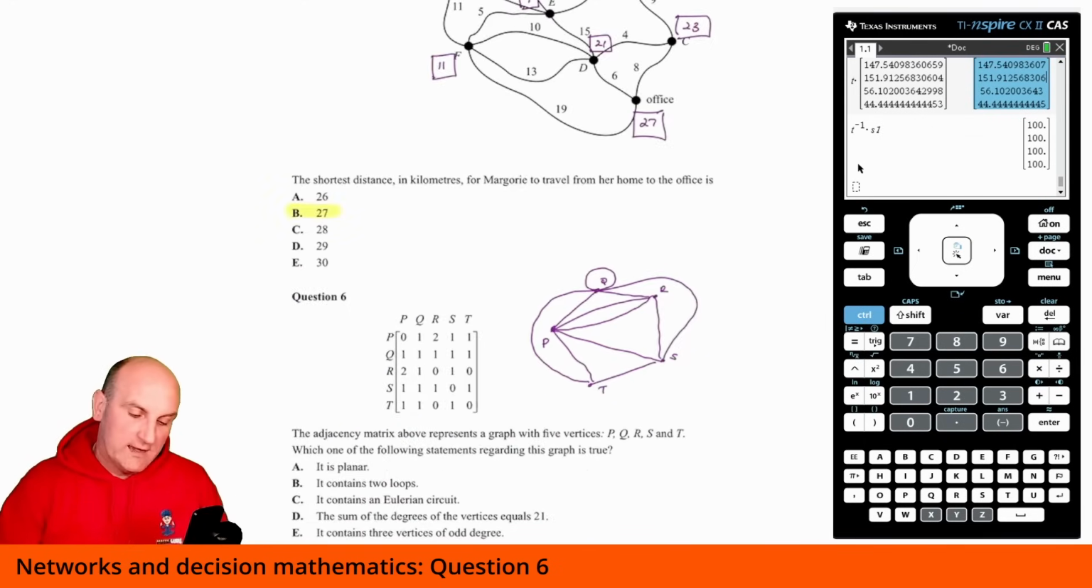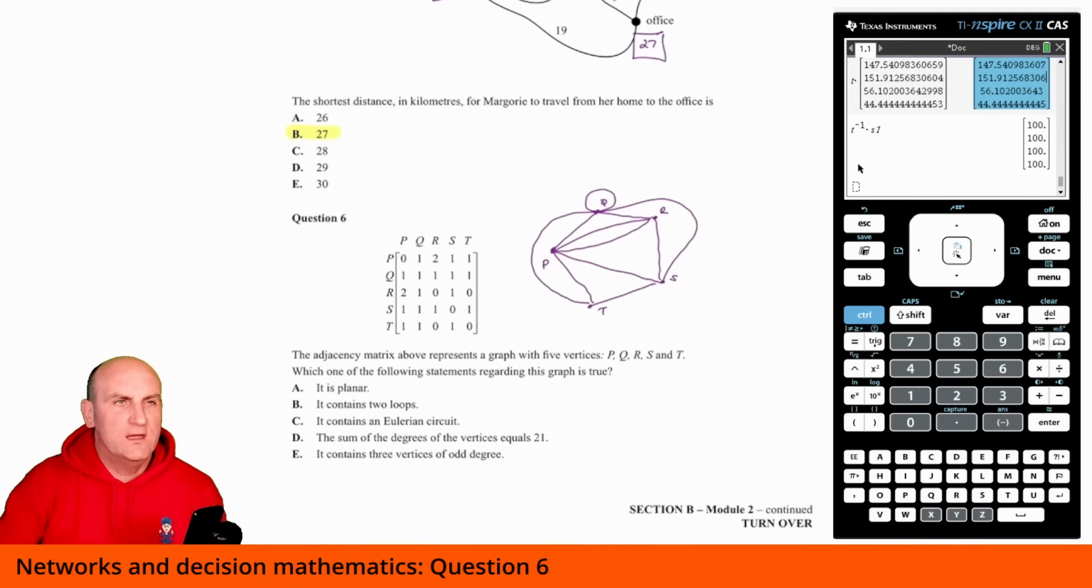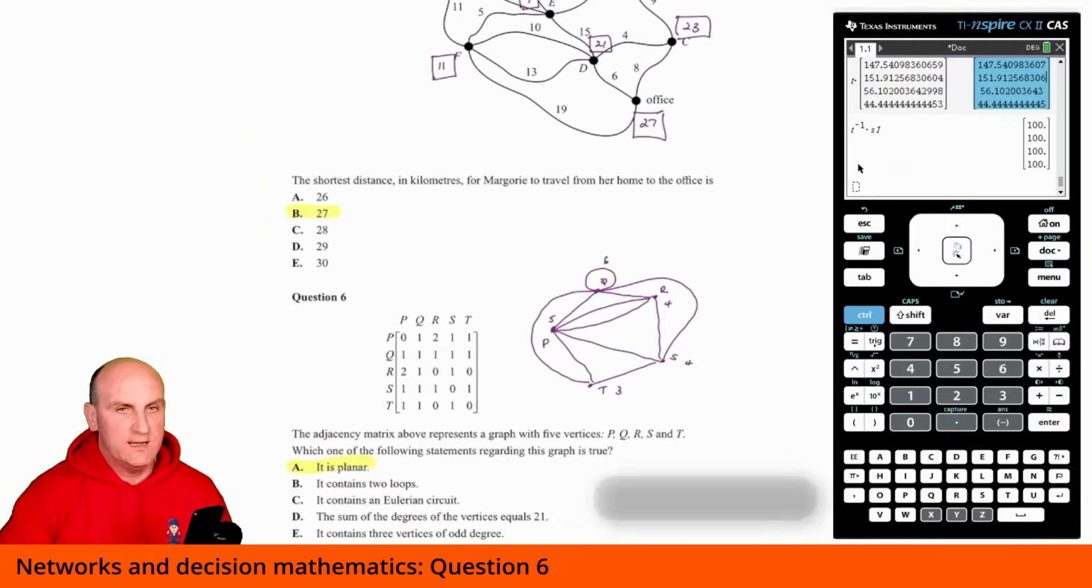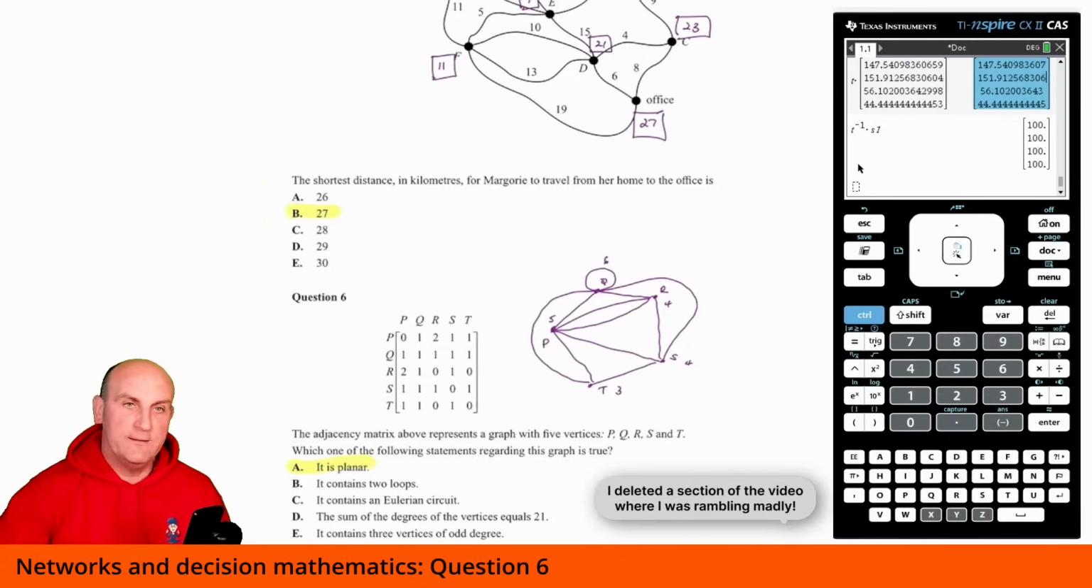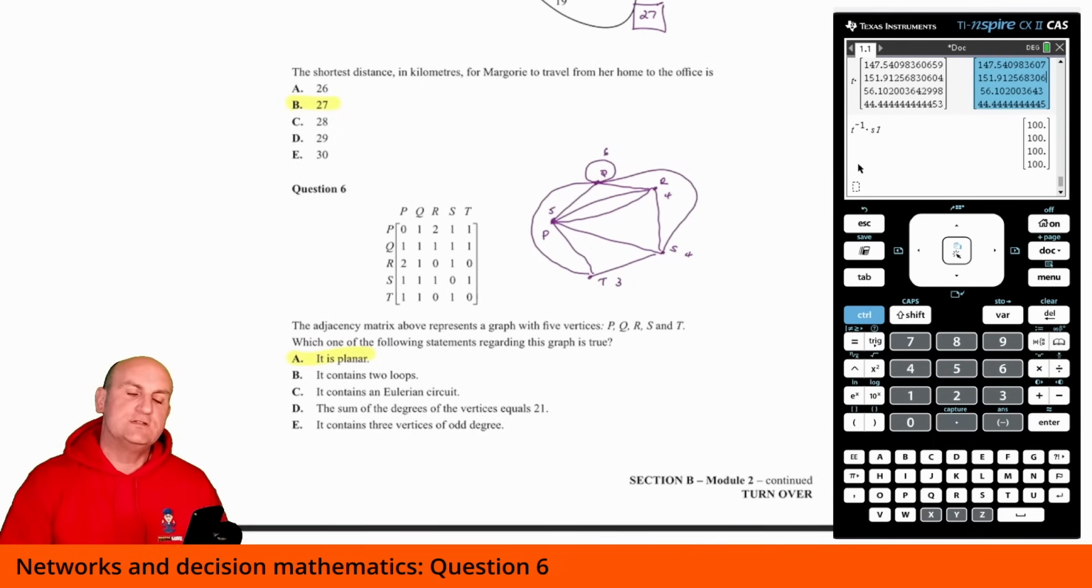All right, can you zoom back out for me, please? Thank you very much. Right. What have I got here? So it is planar. Yes, it is definitely planar because I've got nothing that is crossing. Let's just go back to this because I feel like I am talking out loud and not making a lot of sense. It is planar because there are no crosses. It contains 2 loops. No, we can see blatantly from there it doesn't contain 2 loops.